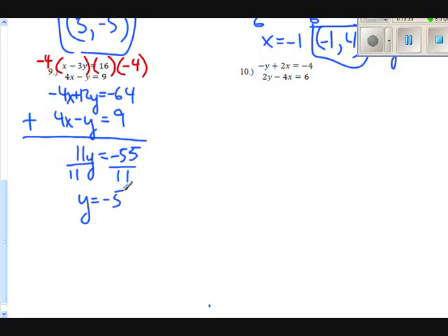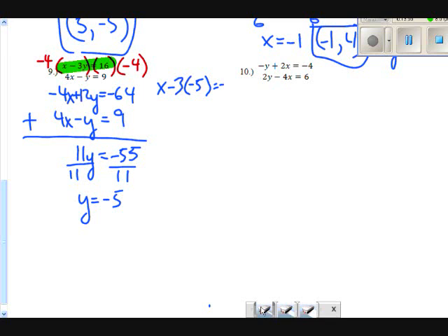But I'm not done yet. I've got to plug it back in. So I'm just going to, again, use this first equation. It looks like as good as any to plug into. So I'm going to have x minus 3 times a negative 5 equals 16.